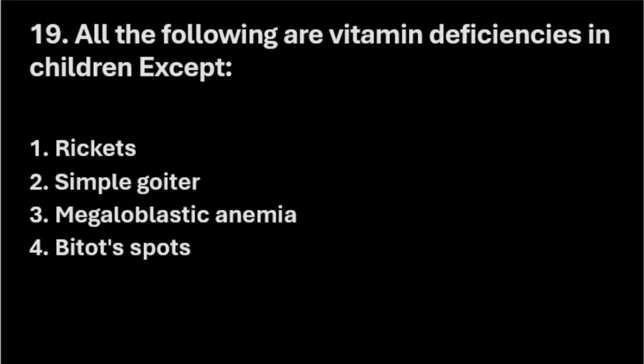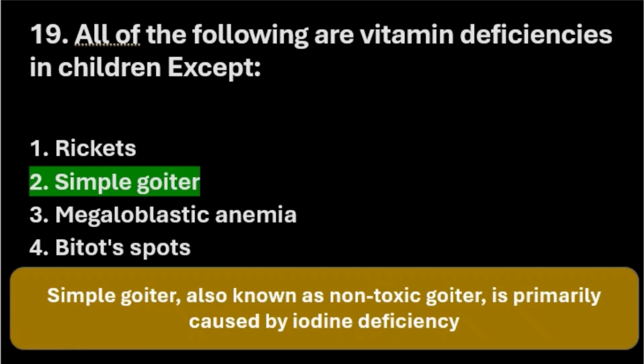Next question. All the following are vitamin deficiencies in children except option 1 rickets, option 2 simple goiter, option 3 megaloblastic anemia, and option 4 Bitot's spots. Right answer here is option 2 simple goiter. All conditions like rickets, megaloblastic anemia, Bitot's spots are related to vitamin deficiencies, but simple goiter, also known as non-toxic goiter, is primarily caused by iodine deficiency.